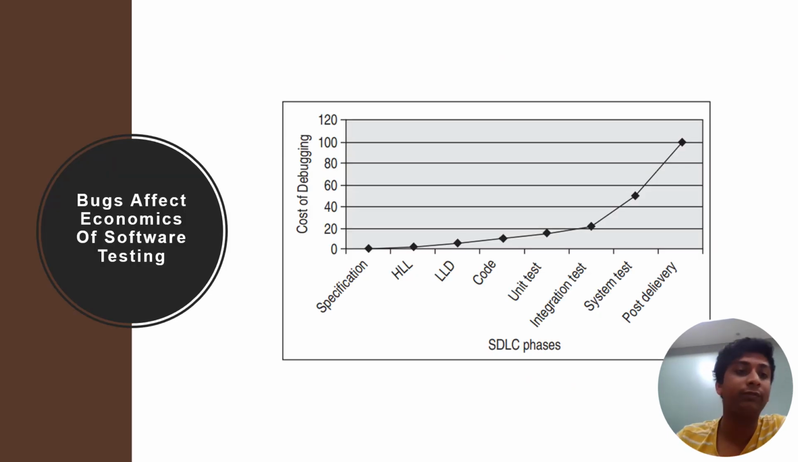Now, how does a bug affect the economics of software testing? If you identify a bug in the specification phase, the cost is very low. Coming to low level code, unit test, integration test, system test, post delivery, the cost of debugging keeps increasing. So after delivery, it's not really possible to resolve it, because it's too late.